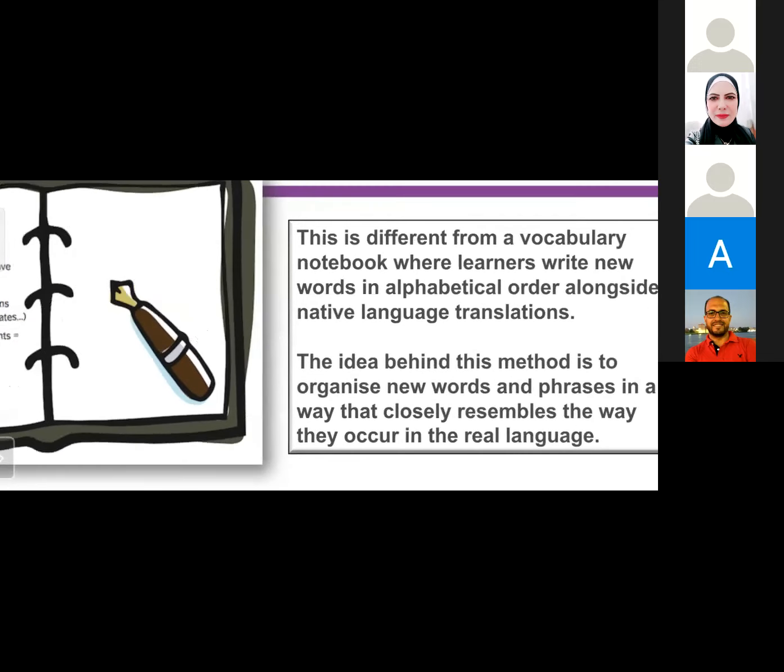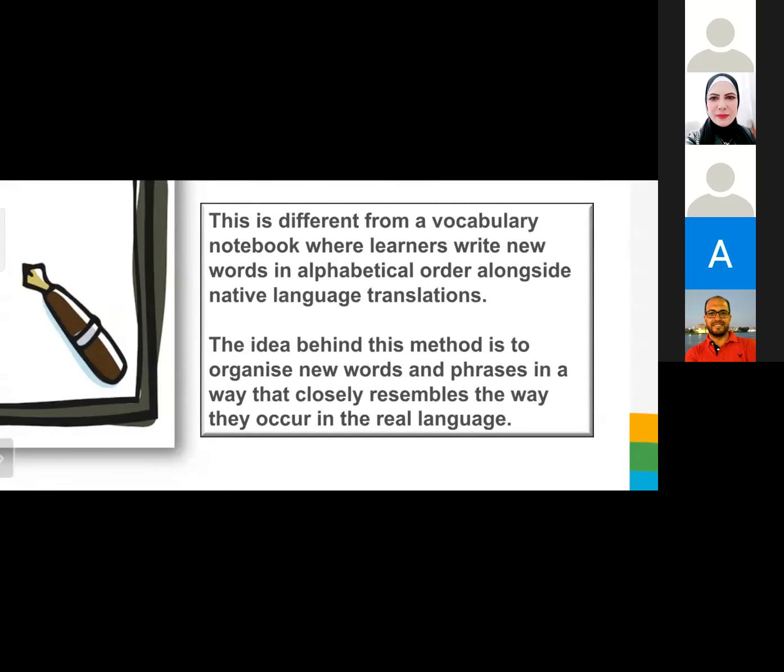This is a different form of a vocabulary notebook. And I think some of us, or maybe most of us, can ask the learners to have a scrapbook or a sketchbook and write the words and stick the pictures. This is the simplest way. We can develop it. This is different from a vocabulary notebook where learners write new words in alphabetical order alongside native language translation. The idea behind this method is to organize new words and phrases in a way that closely resembles the way they occur in the real language.